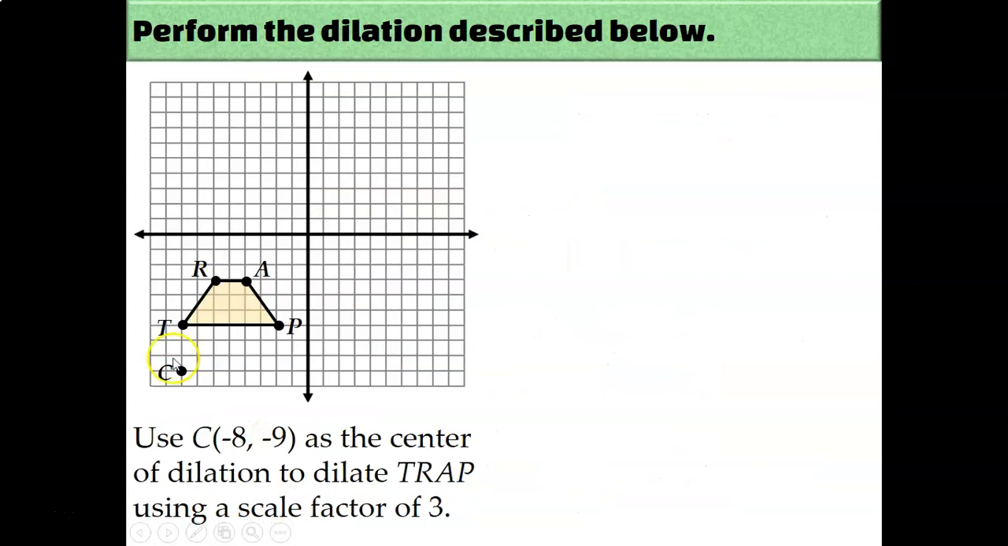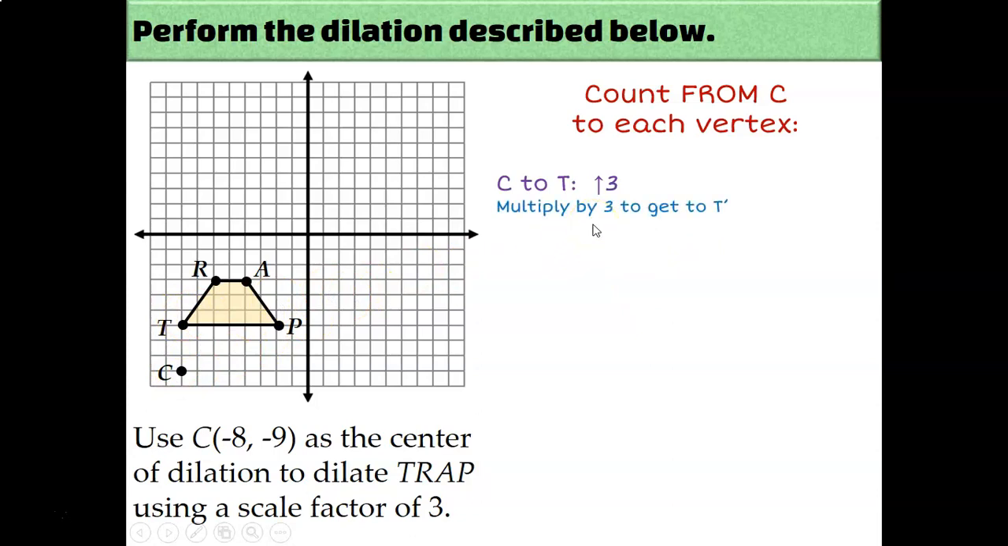Let's try another one. Here we have trapezoid TRAP, and we're going to dilate it using a scale factor of 3, and we're going to use the point C, -8, -9 as our center of dilation. So going from C to each vertex, let's figure out the distance. From C to T, I just went up 3. So I need to multiply that by 3, because that's my scale factor, to get to T prime. So to get from C to T prime, I would go up 9. So 1, 2, 3, 4, 5, 6, 7, 8, 9. Here's T prime. It's 3 times as far away from C as T was.